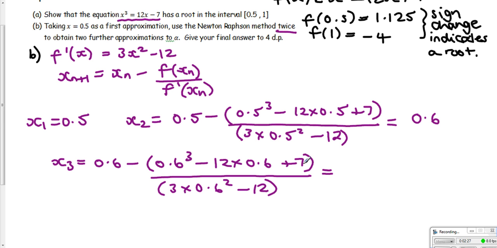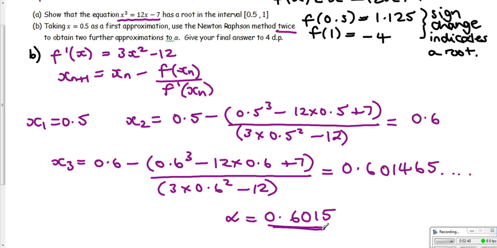So you've got f of 0.6 on the top, f dash of 0.6 on the denominator, and I got for my answer something like that. And it wants the final answer to 4 decimal places. So alpha, this root that we're aiming for, is 0.601, and it would be 5, wouldn't it, for the 4th decimal place.